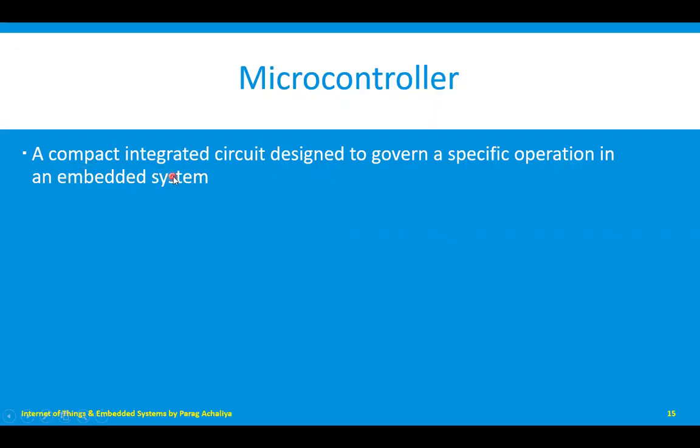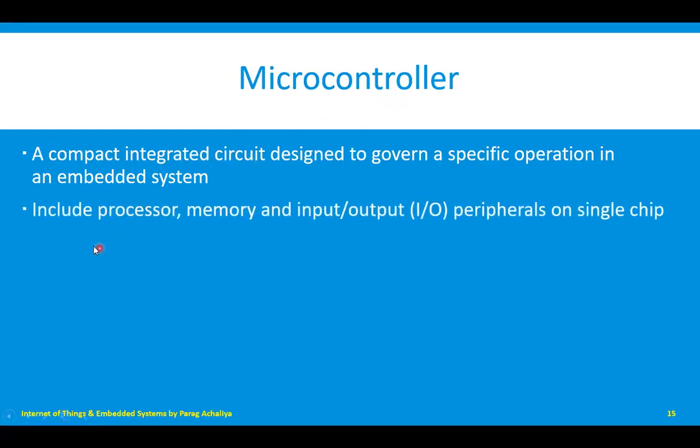So an embedded system must have a microcontroller. Those microcontrollers are designed for specific operations or predefined tasks, and a microcontroller is a compact integrated circuit. Compact means it will be small in size. Integrated means it will be integrated with various other devices, and it is an electronic circuit.